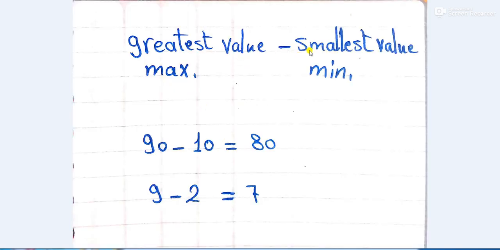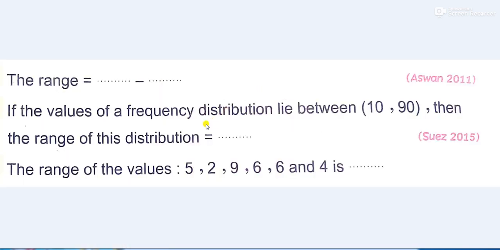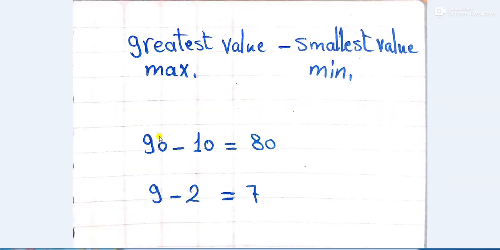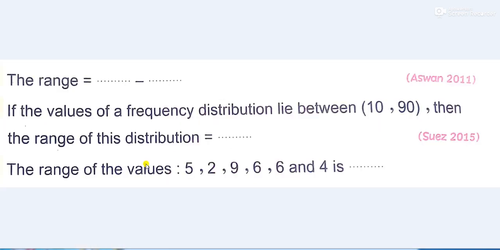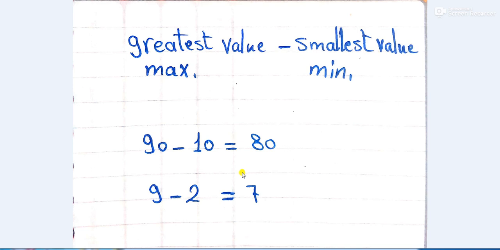Greatest value, this is the definition. Greatest or maximum value minus the smallest or minimum. Question 2, 10 and 90, it will be 90 minus 10 equals 80. Question 3, the range of the values 5, 2, 9, 6, and 4. Range equals maximum, which is 9, minus minimum, which is 2. 9 minus 2 equals 7.